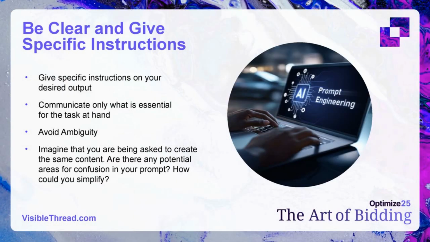Could you right away see some ambiguities? And if you were asked to do this, where would you need to ask follow-up questions and where would you need more information? If you can do those things, you can start to poke holes in the quality of your prompt and really see where you can iterate to improve the result.